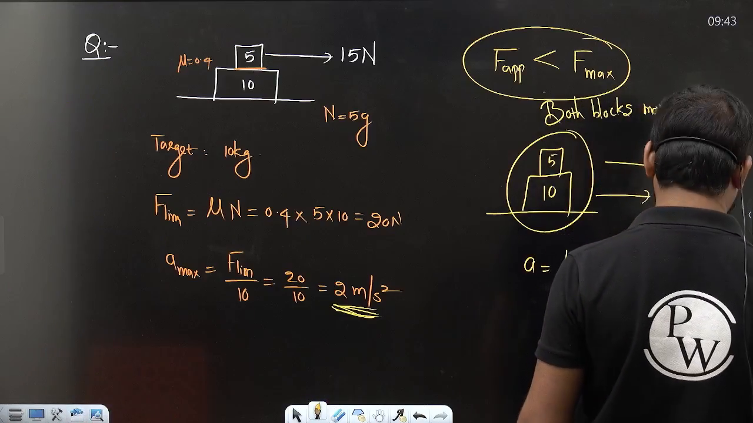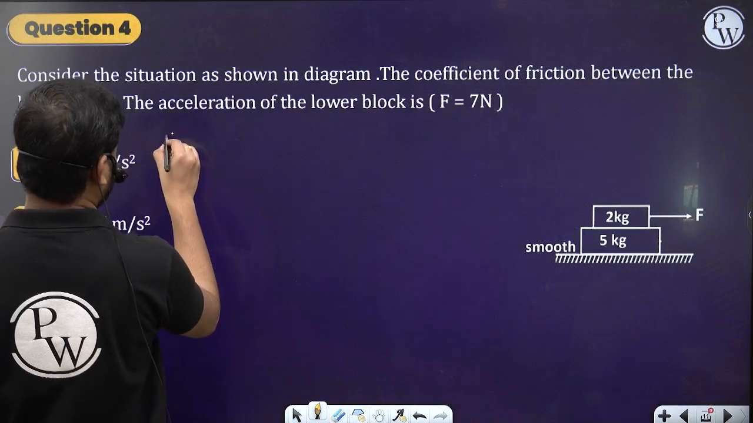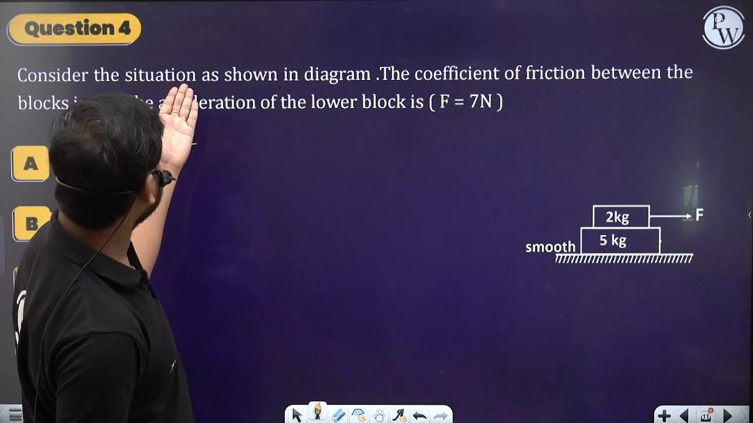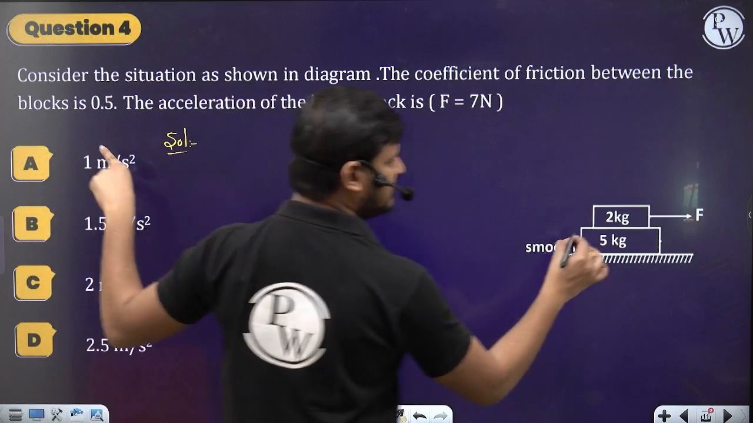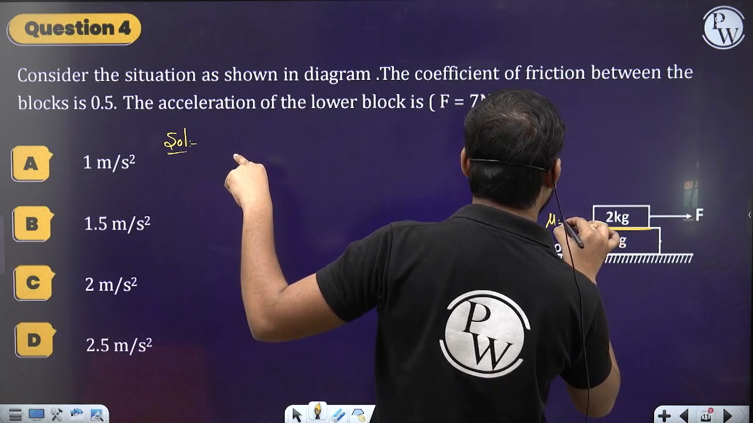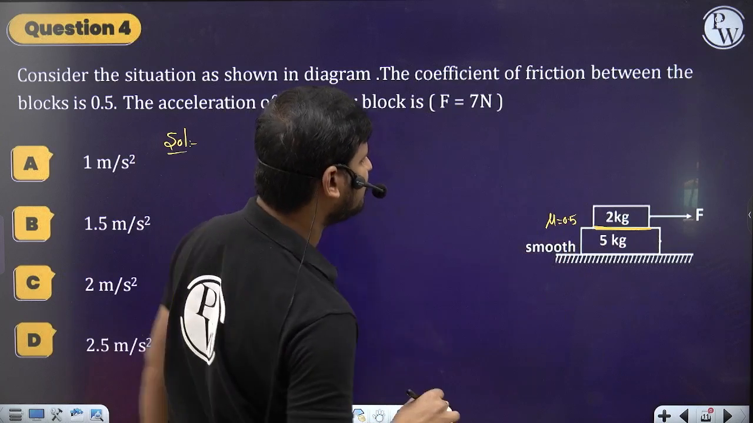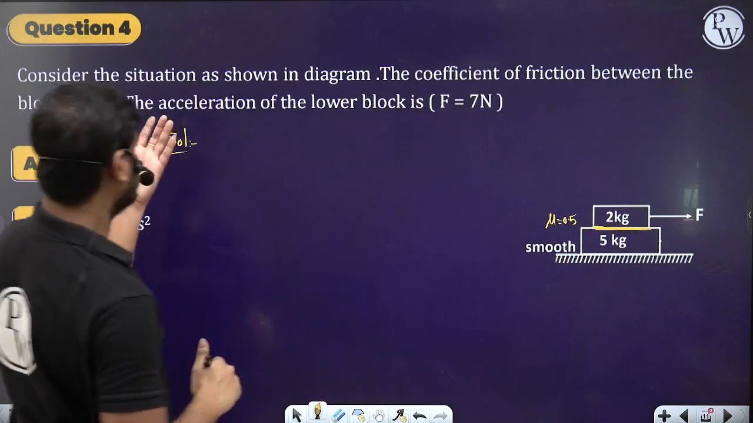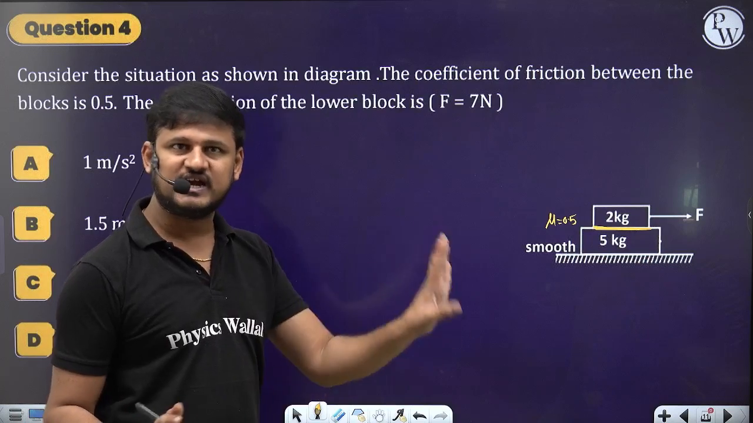Chalo, next. Let's move further. Let me take one more question. So let's try this question on your own, guys. I hope I can go a bit faster here. Consider the situation as shown in the diagram. The coefficient of friction between the blocks is given as 0.5. Right. We have to find the acceleration of the lower block. Strictly they are saying lower block. Whether they are moving together or separately, we don't know. First we have to calculate that.